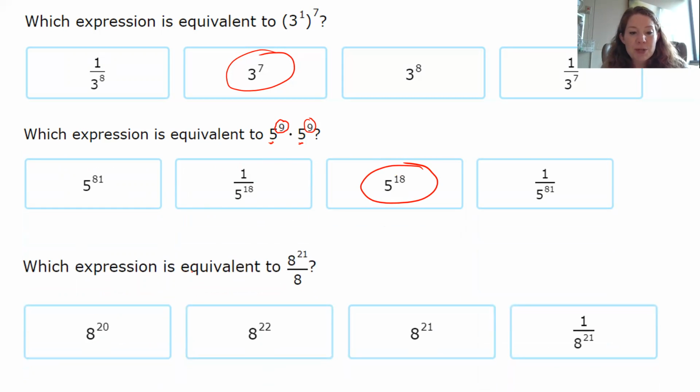The third one, which expression is equivalent to 8 to the 21st divided by 8 to the 1st? So since those bases are the same, I'm subtracting 21 minus 1 right there. So 21 minus 1 is positive 20. Since there's more 8s on the top, my exponent stays in the numerator. So the answer is 8 to the 20th.